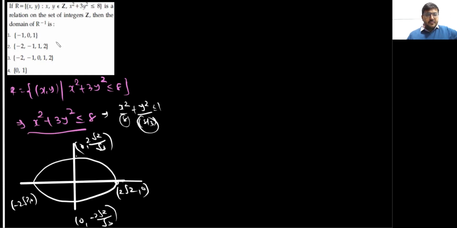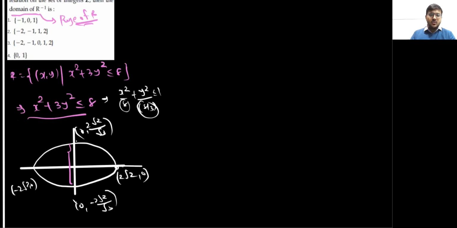Now what do you want? We want to find out the domain of R inverse. Now domain of R inverse means range of R. And the range of R is on the y-axis only. So in a general way, I need to find all the integral points which are inside or on the ellipse, but that must be on the y-axis. So as you can see, 2 root 2 by root 3 is compulsorily greater than 2. So how many integral points do we have on the y-axis? So here we can say 2, here 1, then 0, then -1 and -2.